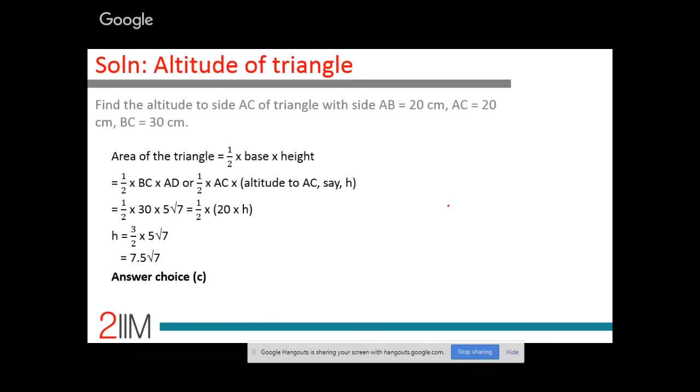If you know the three sides of a triangle and you know one altitude, you know all three altitudes. Area is half into base into height, so if you know one way to find the area, you can find it the other two ways as well. So we'll go to the next question.